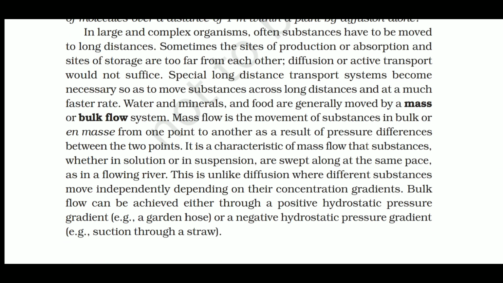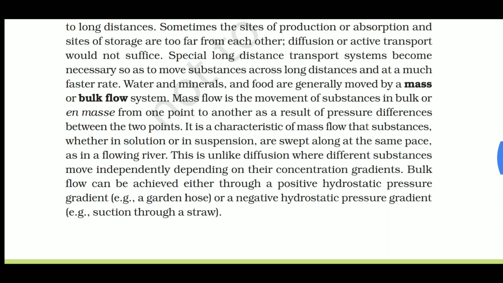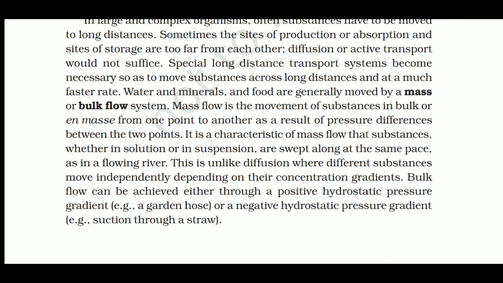In large and complex organisms, substances often have to be moved over long distances. Sometimes the sites of production or absorption and the sites of storage are too far away from each other. For example, in a carrot, the leaves produce food through photosynthesis, but it has to be moved to the roots, which is quite a long distance from the leaves. So diffusion cannot be responsible for the movement in the whole process. Other than diffusion, we need some other process.